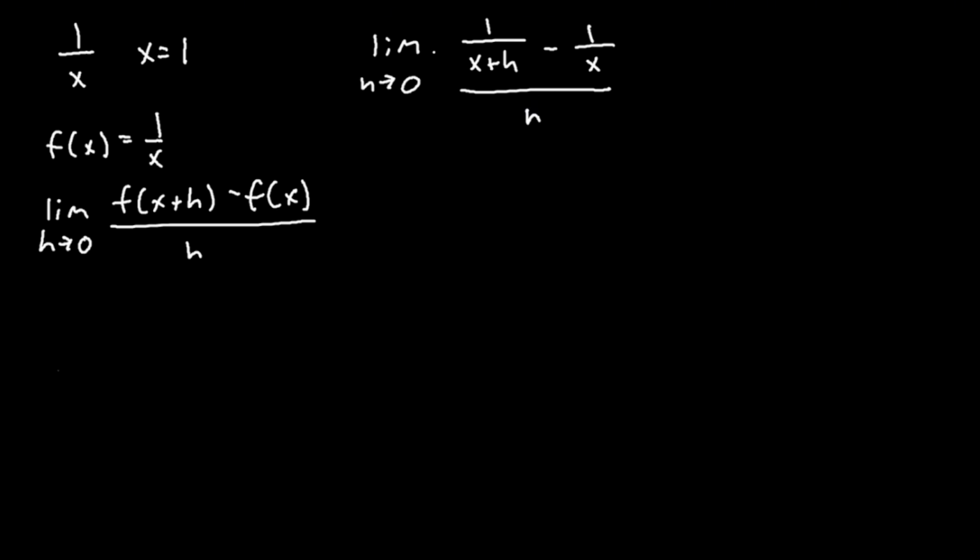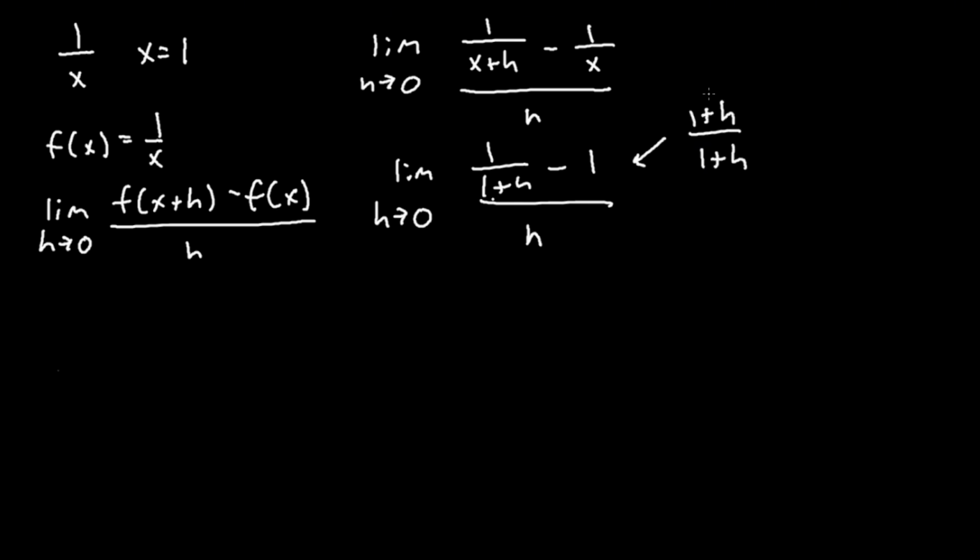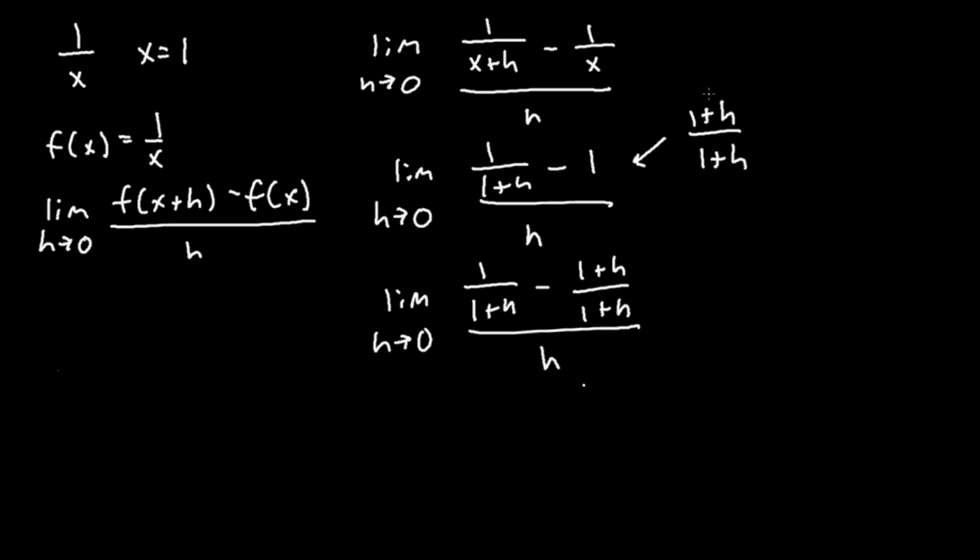Now that we have this function and we know our x value, we can substitute in our x value. So as the limit approaches 0 of 1 over 1 plus h minus 1 over 1, which is just 1, so we can just write this as 1, all over h. Now what we can do is turn this 1 into 1 plus h over 1 plus h, so that we have the same denominator as the number we're subtracting from. So now we have the limit as h approaches 0 of 1 over 1 plus h minus (1 plus h) over 1 plus h, all over h.